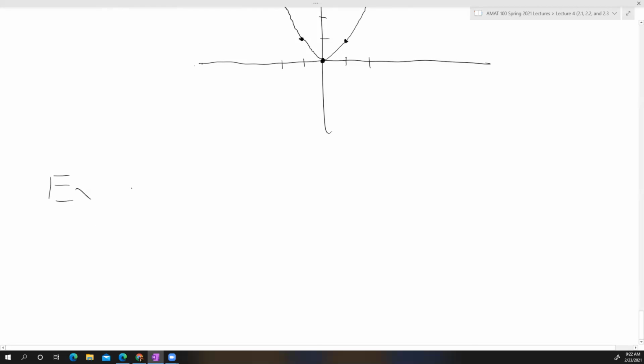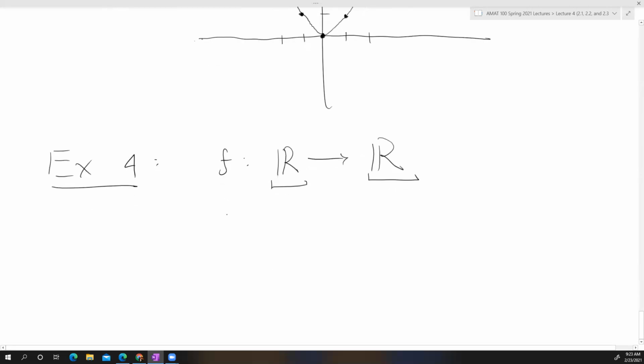So let's look at example 4. So we have this function. It goes from the real numbers to the real numbers. So the domain is the real numbers, the codomain is the real numbers. The range might be different than the codomain, because that can happen in general.